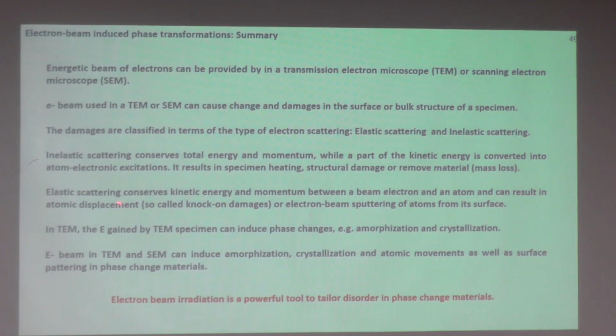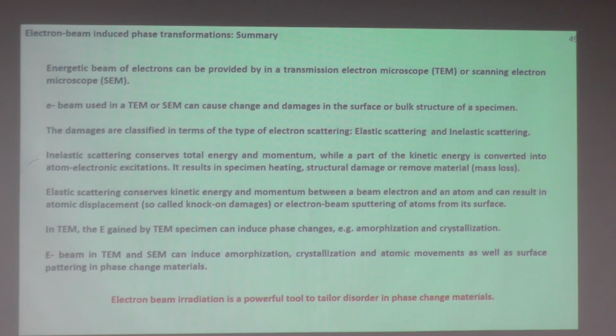In TEM, the energy gained by the specimen can induce phase changes, like amorphization and crystallization. Also, the focused electron beam in TEM can be used for local modification of crystalline lattices. And the electron beam in TEM and SEM can induce amorphization, crystallization, and atomic movements, as well as surface patterns in phase change materials.